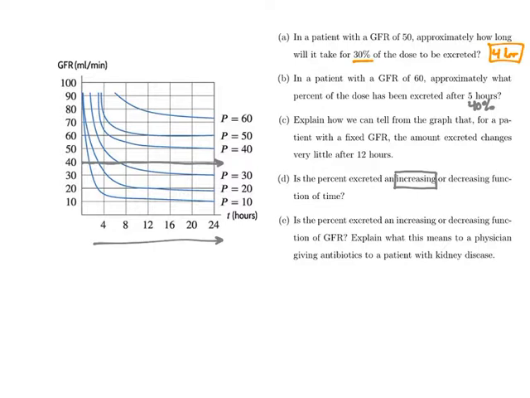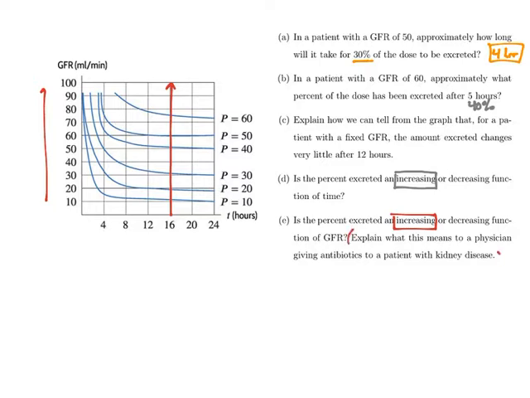And then, is the percent excreted an increasing or decreasing function of GFR? This time we're looking at if GFR is going up, what's happening to the percent? If we look at just some cross section here, we can see that this is going to be increasing as well.